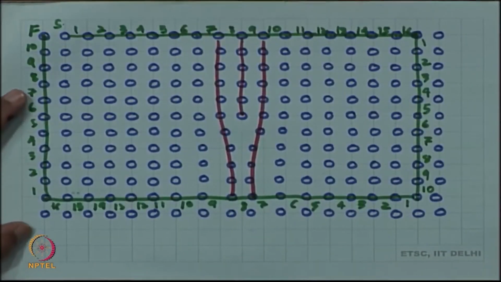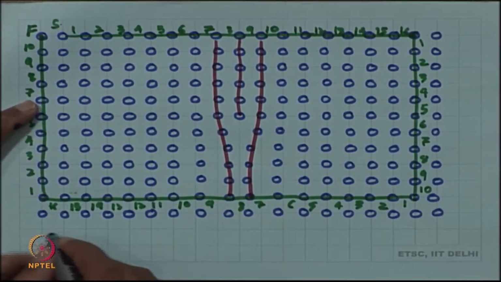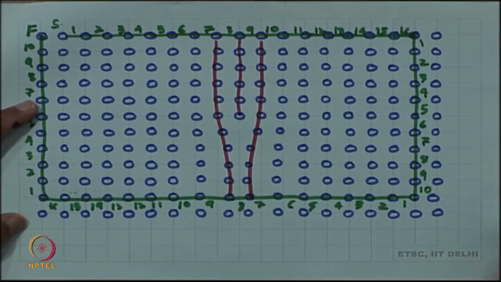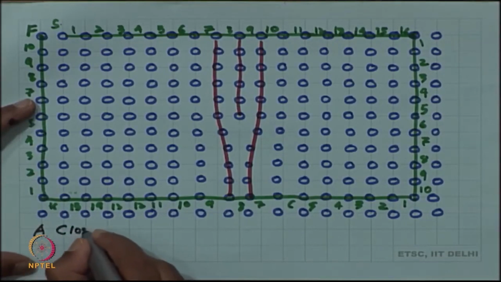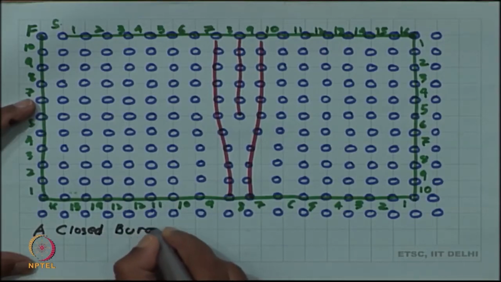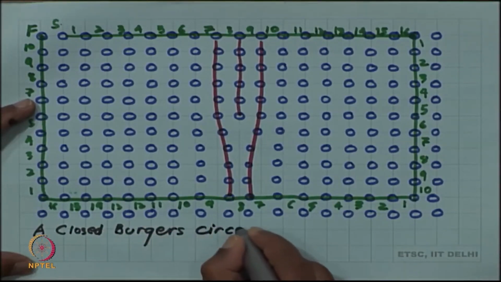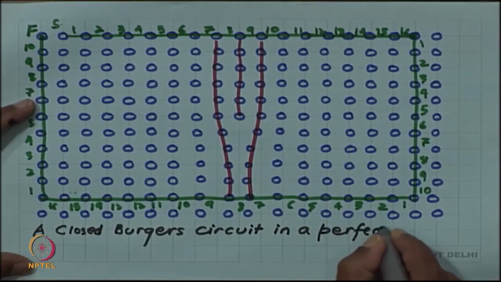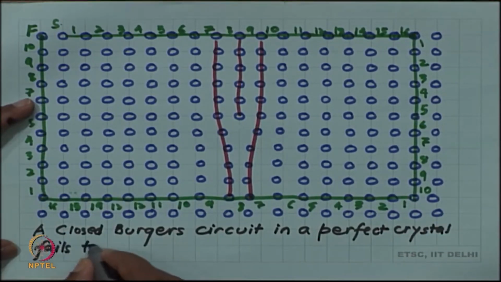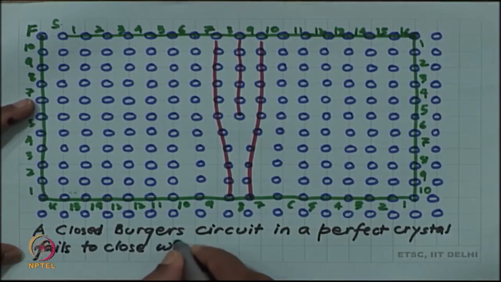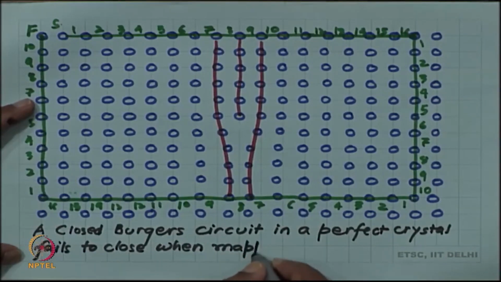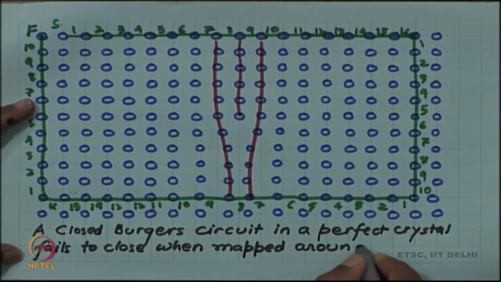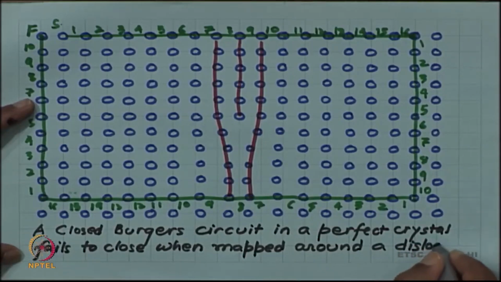But if such a closed Burgess circuit in a perfect crystal is mapped around a dislocation line, it fails to close.